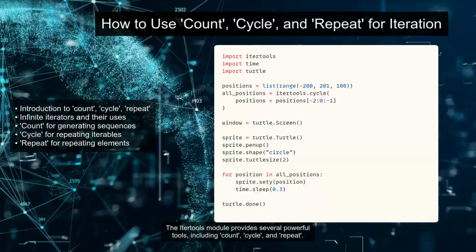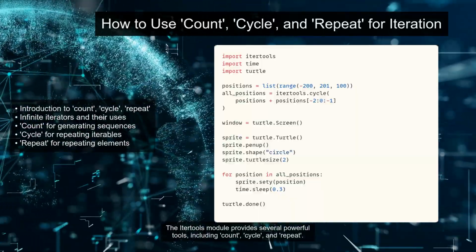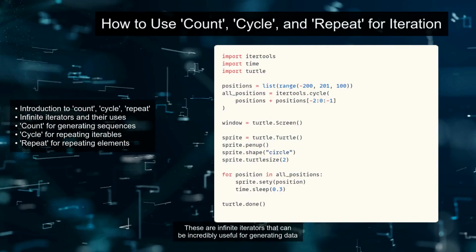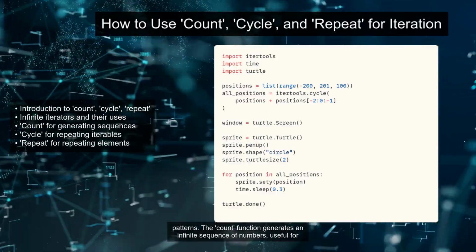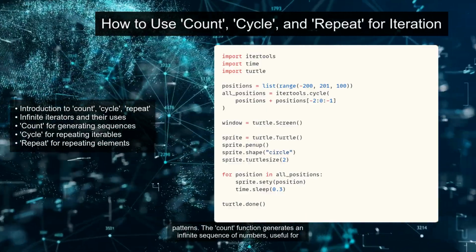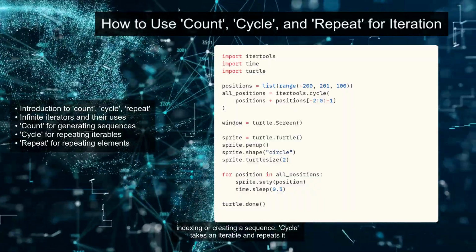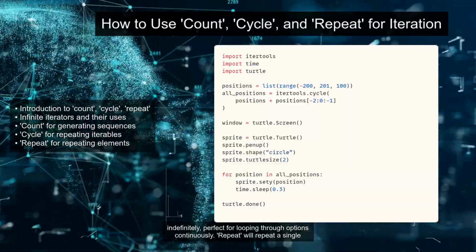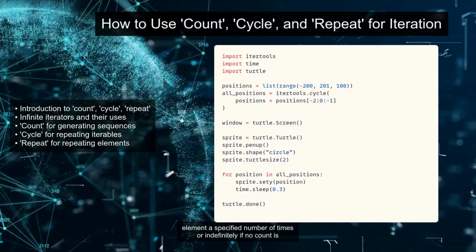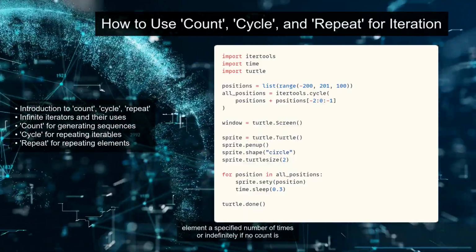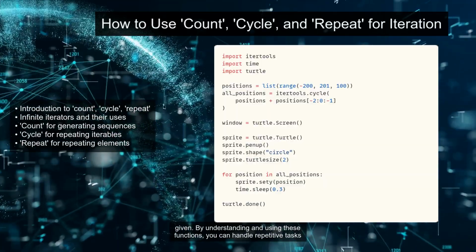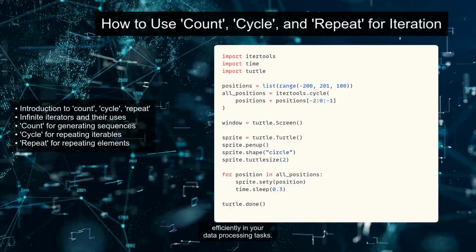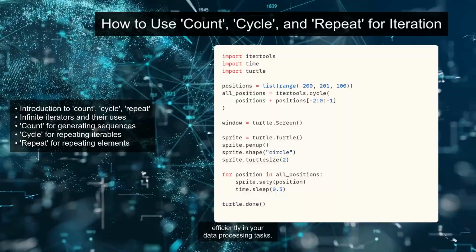The Itertools module provides several powerful tools, including count, cycle, and repeat. These are infinite iterators that can be incredibly useful for generating data patterns. The count function generates an infinite sequence of numbers, useful for indexing or creating a sequence. Cycle takes an iterable and repeats it indefinitely, perfect for looping through options continuously. Repeat will repeat a single element a specified number of times, or indefinitely if no count is given. By understanding and using these functions, you can handle repetitive tasks efficiently in your data processing tasks.